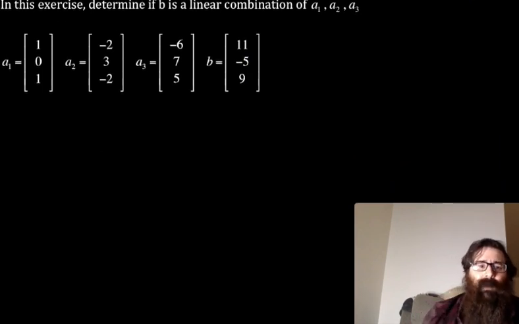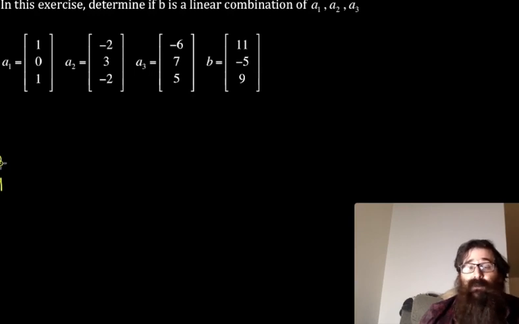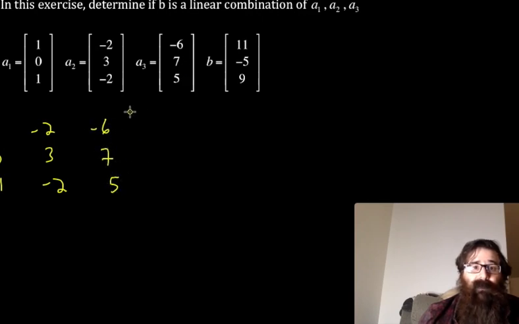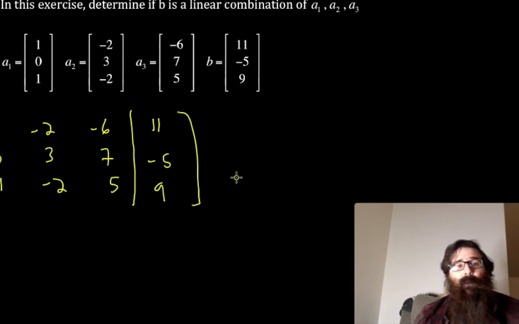So it's a familiar computation for us, just a new way to think about it, a new way to word it. This first column, a sub 1, I can write as a column to a coefficient matrix: 1, 0, 1. My next column, negative 2, 3, negative 2. My next column should be negative 6, 7, 5. And then I'm going to augment this with the column vector 11, negative 5, 9. I want to know, is there some solution? Let's go through and do our best.